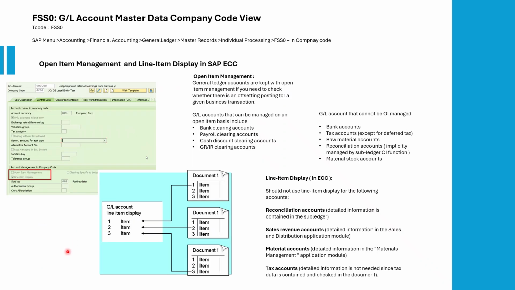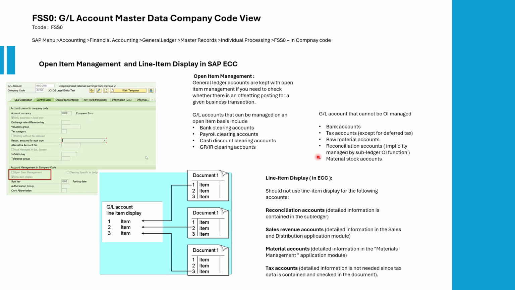The next topic is a very important one: open item management and line item display in SAP ECC. Okay, so open item management applies to general ledger accounts, basically balance sheet accounts, that have open item management checked, where you see there is an offsetting posting for a given business transaction. And the balance of an account with open item management is equal to the balance of the open items.